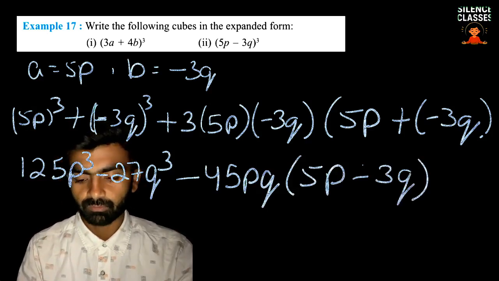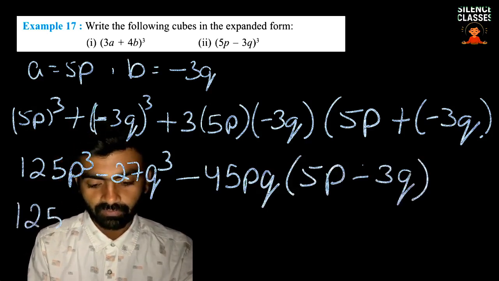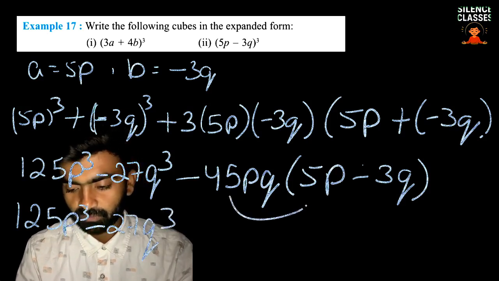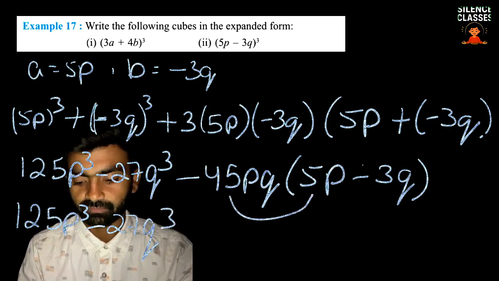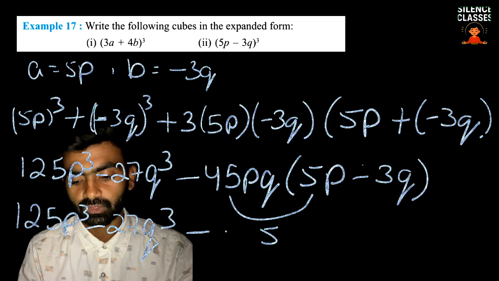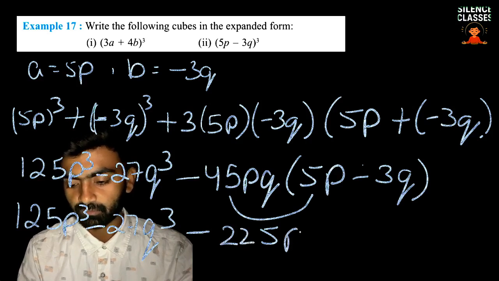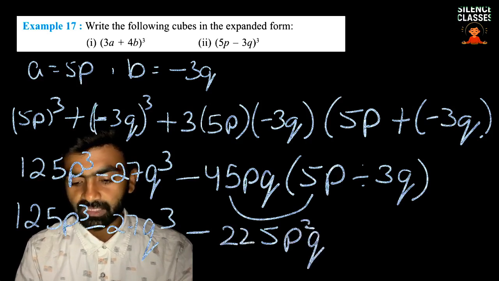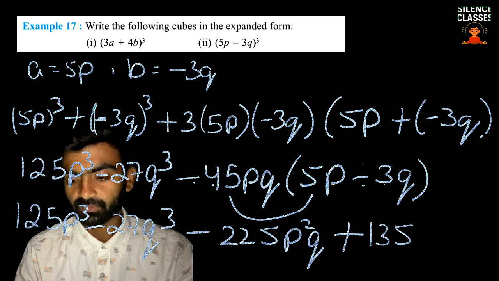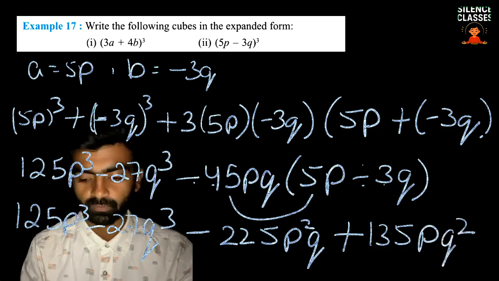Again we will multiply it. We will get 125 p cube minus 27 q cube. Once I will multiply by this: 5 5s are 25, minus sign will be there, 5 5s are 25, 5 4s are 20, p means p square q. Minus will become plus. 3 5s are 15, 3 4s are 12, so 135 p q whole square, and this is the answer.